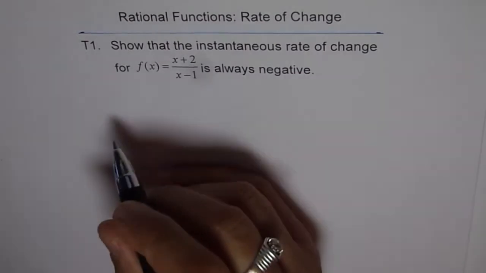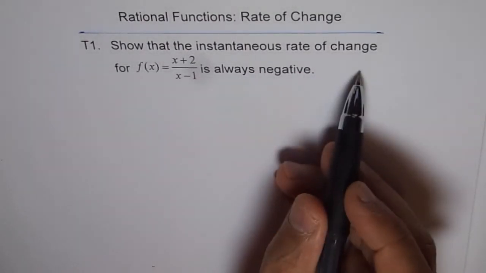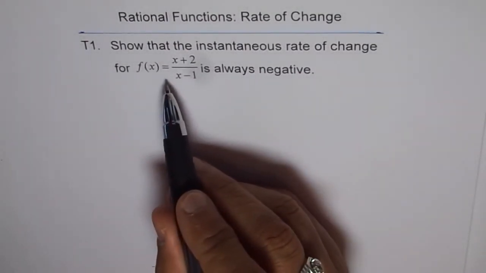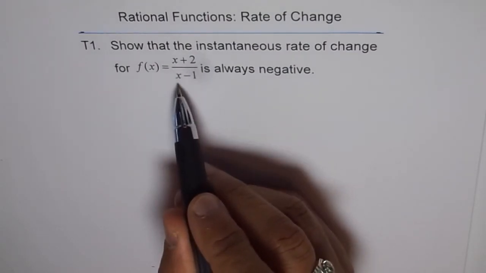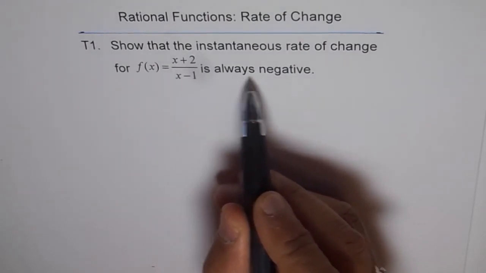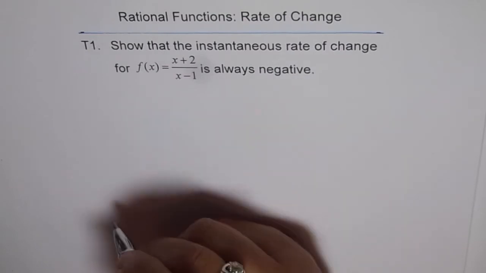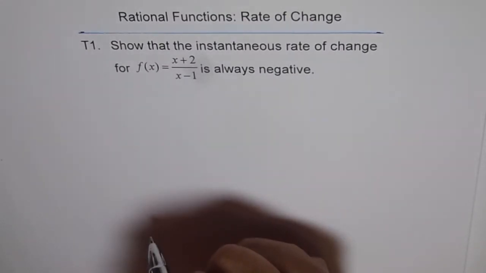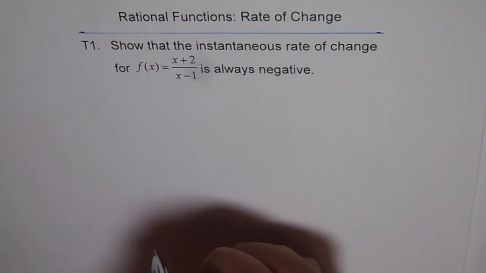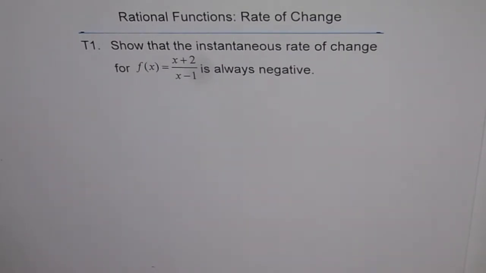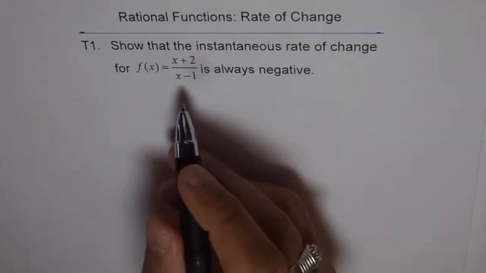T1. Show that the instantaneous rate of change for f of x equals x plus 2 divided by x minus 1 is always negative. Always negative. So we are not giving you any particular point here to find the instantaneous rate of change at. Now you have to do a general solution, and the result of that general solution should be negative, right? And then only you can say it is always negative, always negative in its domain.